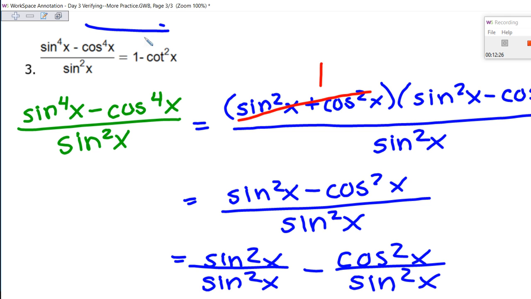So a recap of all of the tools you can use when you are verifying these identities. What's one thing you should look for at the very beginning? Yeah, look for Pythagorean identities. See if you have a 1 with a term that is squared. What could you do next? Change all the terms to have only terms of sine and cosine. What's something else you could do?